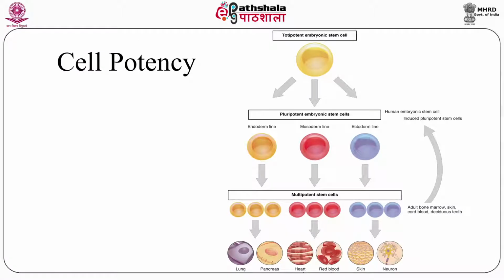This image summarizes cell potency. A totipotent stem cell gives rise to pluripotent embryonic stem cells that are capable of differentiating into all the three germ layers, that is endoderm, mesoderm and ectoderm, which give rise to multipotent stem cells that are restricted in their potency compared to pluripotent stem cells. And finally, you have your adult cell types that are generated, giving rise to different cells that are present in different organs.